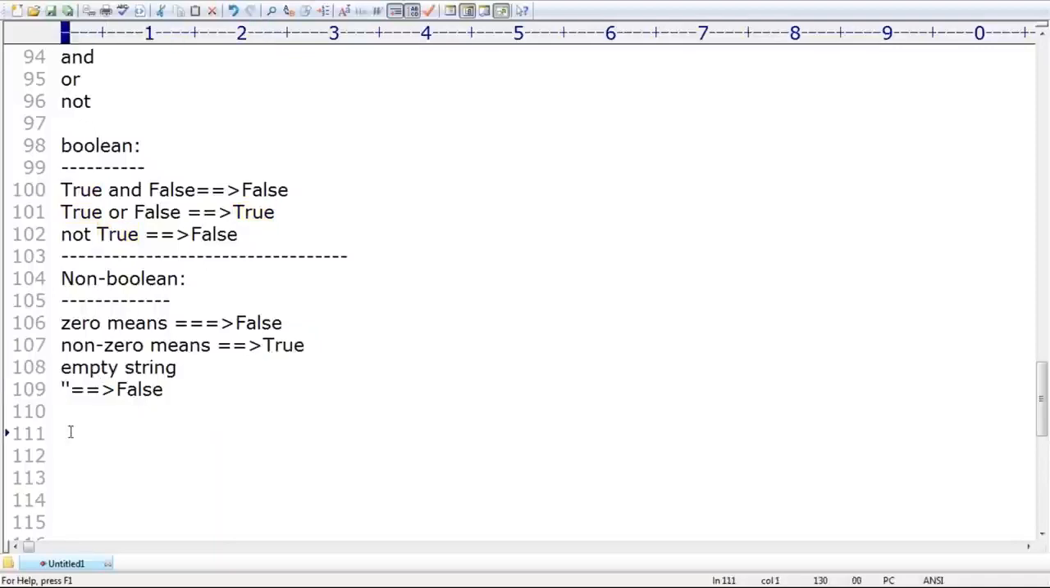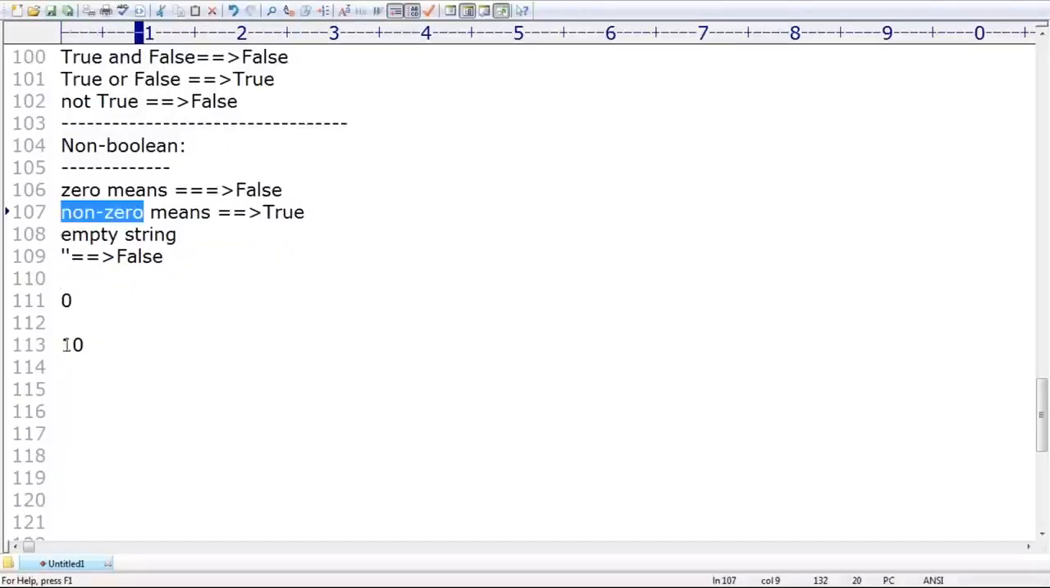Now I have one small doubt, sir. Zero means what? Can anyone please tell? True or false? False. If I take 10, what does it mean? Non-zero. Non-zero is considered as true, sir.